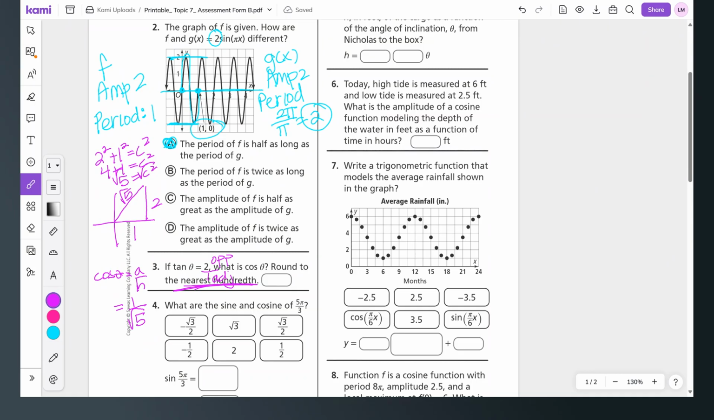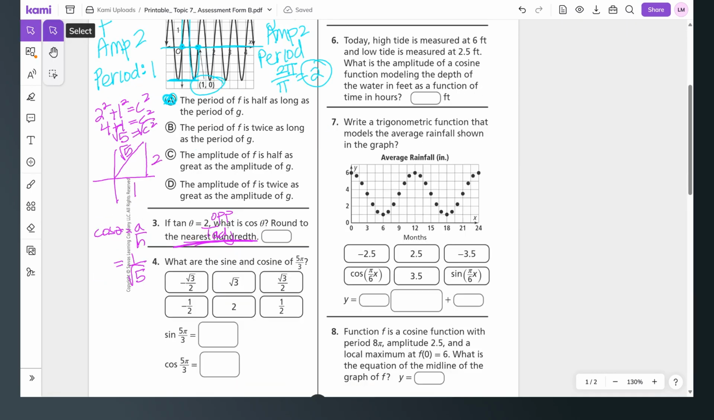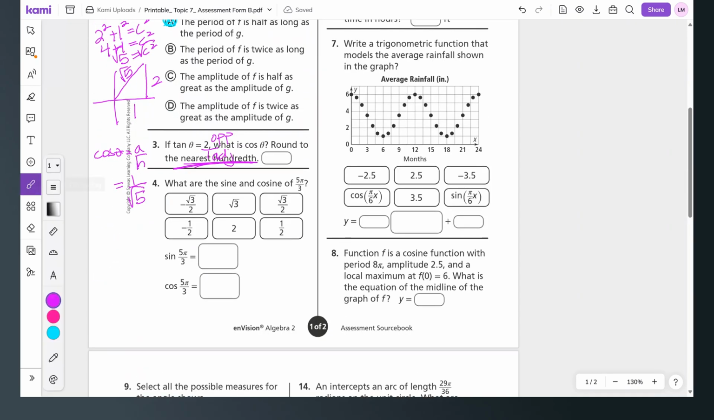All right, number 4. What are sine and cosine of 5 pi over 3? I'm going to tell you the answer key was wrong on this. 5 pi over 3 is at 300 degrees. Maybe you figure this out on your unit circle. 300 degrees, which makes this a 60-degree reference angle. That makes this square root of 3 over 2 negative. That makes this 1/2. So sine is negative square root of 3 over 2, and cosine is positive 1/2.